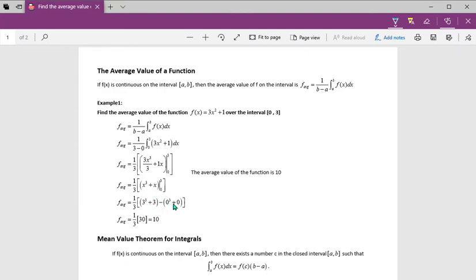Plug in a 3, plug in a 0. Subtract those results. That gets us to 30. And then lastly, 1/3 of 30 is 10. The average value of the function is 10.